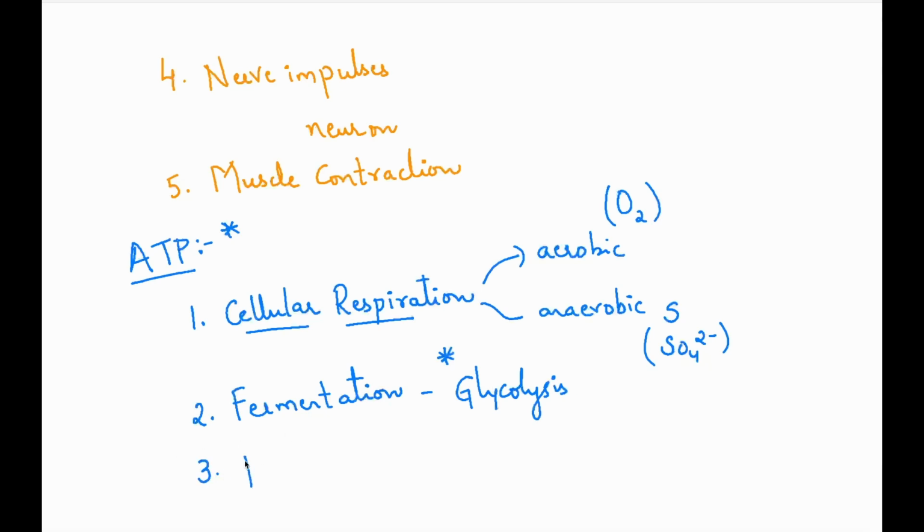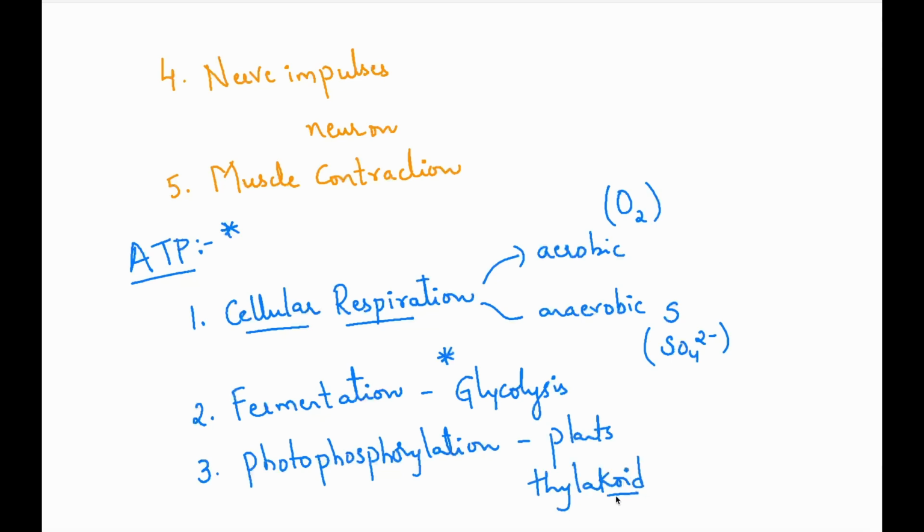The other important one is called photophosphorylation, and this is usually observed in plants. The thylakoid membranes of the chloroplast produce ATP through a process called photophosphorylation. So these are three important biological processes that all help to produce ATP.